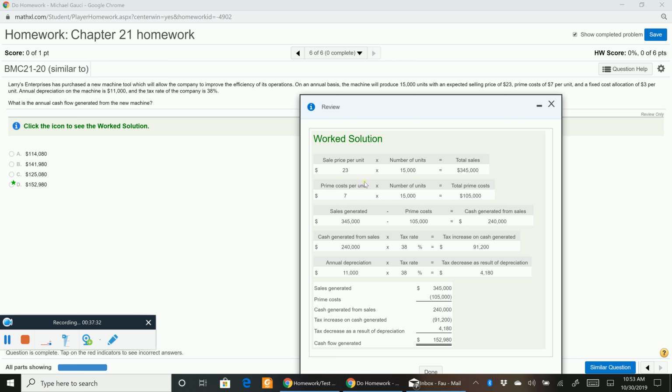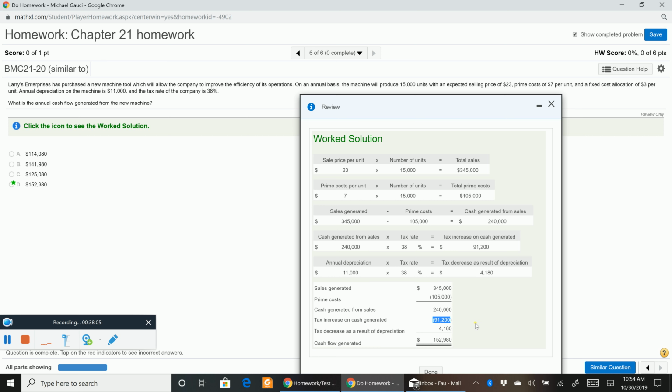Well, the additional sales, $23 per unit times 15,000 units, are $345,000. Additional cost of $7 per unit times 15,000 units is $105,000, so additional cash flow of $240,000, but we have to pay taxes. Tax rate is 38%. 38% of the $240,000 is negative $91,200. That's not all though.